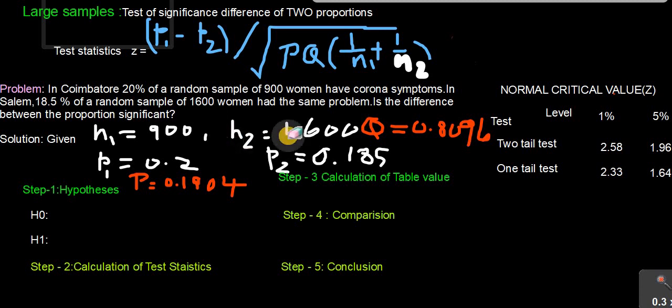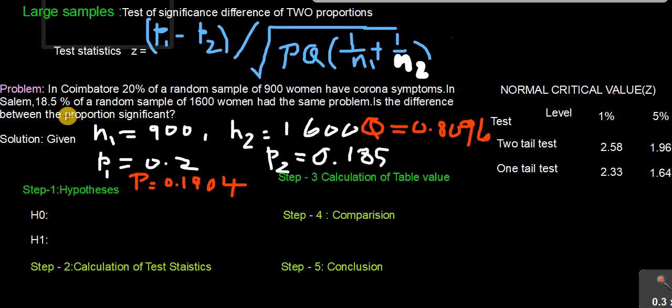Okay. Now let us start with the null hypothesis. What is the null hypothesis here? We are assuming that the proportion in Coimbatore as well as in Salem are equal. The proportion of corona affected women in Salem and Coimbatore are equal. That's what our null hypothesis is.